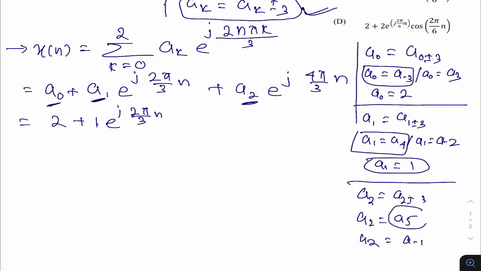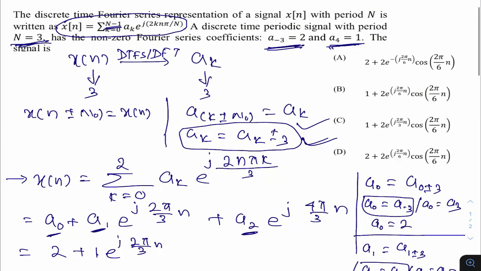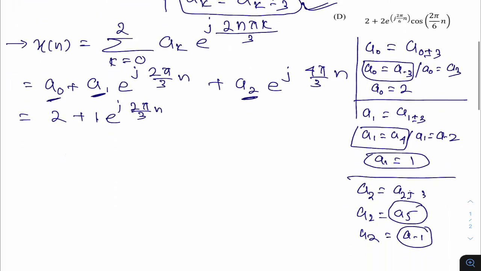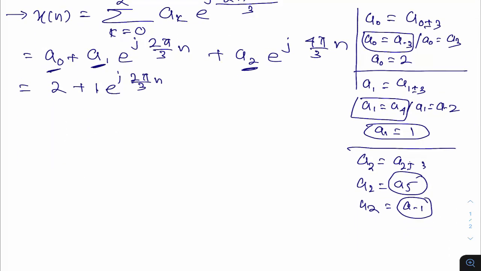Now a5 and a minus 1. So what are these values? These values are 0, because if you see, the non-zero coefficients are only this much. That means all the remaining coefficients are 0. So that means, because a5 and a minus 1 are 0, I can say here your a2 is equal to 0.